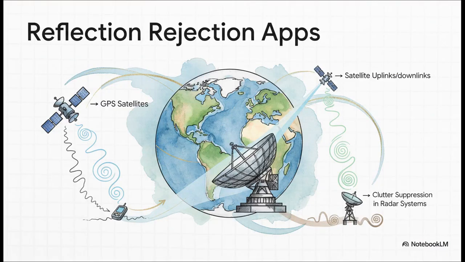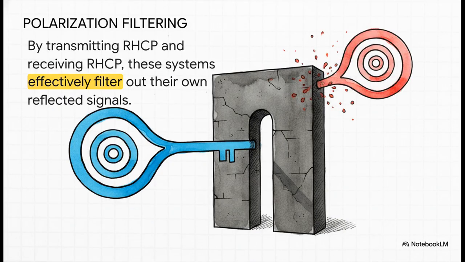Think about it for a second. GPS signals, they're incredibly weak by the time they get to us. They absolutely cannot afford to compete with reflections bouncing off the ground. Same thing goes for those critical satellite links. And for radar, this trick is exactly how a system tells the difference between a real target and all the clutter of its own energy bouncing off the terrain. And this is what completes the system. By transmitting and receiving with the same polarization, so RHCP to RHCP, you've basically built a filter. You're telling your receiver, hey, only listen for the direct RHCP signal and just ignore all of those reversed LHCP reflections. It is such an elegant way to boost your signal-to-noise ratio.